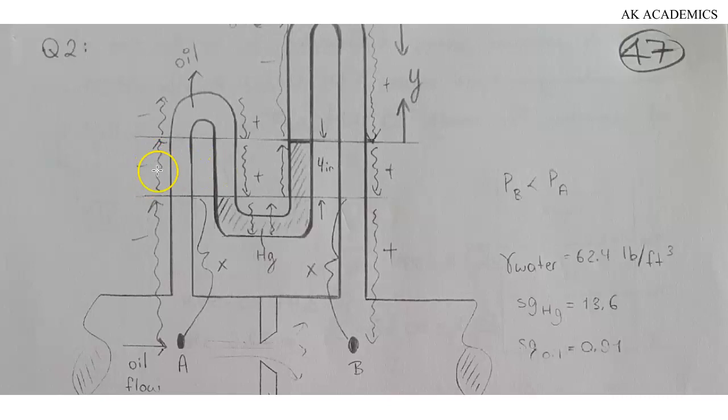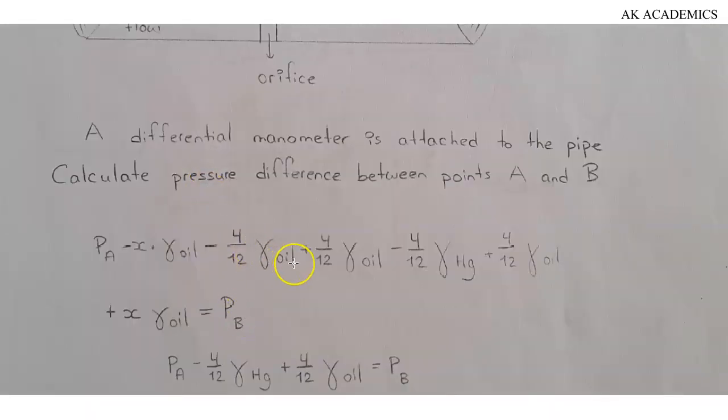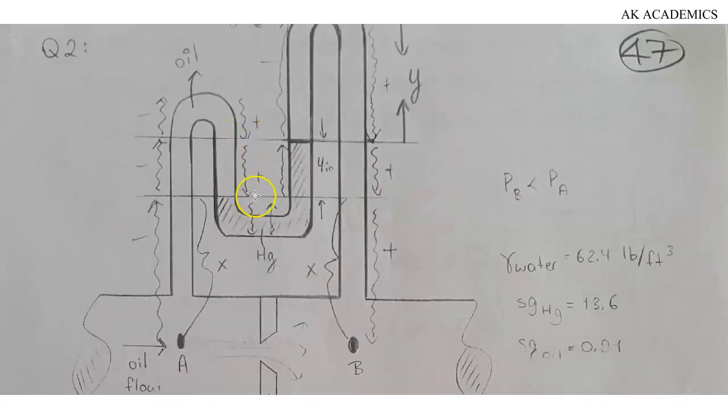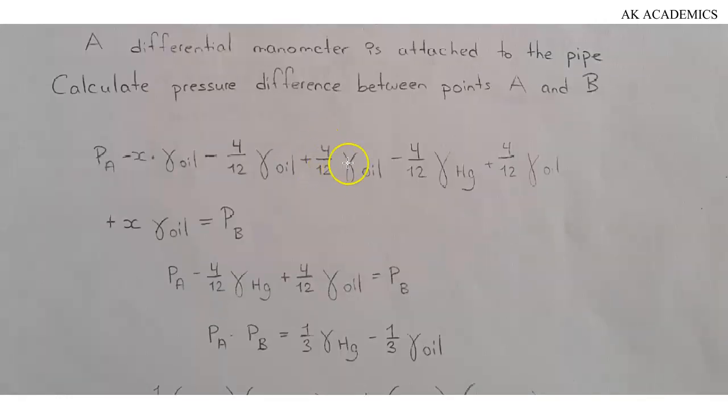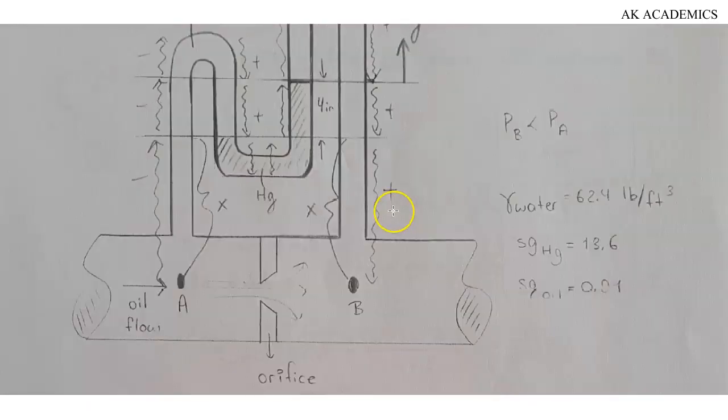Since this is 4 inches, it becomes minus 4 over 12 times specific weight of oil. That's what you have here, plus this one flowing down, plus 4 over 12 times specific weight of oil. But they will cancel out, so I wouldn't encourage you to bother to write them out. But if you're not sure what will cancel out, you can decide to write them out. So you have minus 4 over 12 times specific weight of mercury plus 4 over 12 times specific weight of oil.